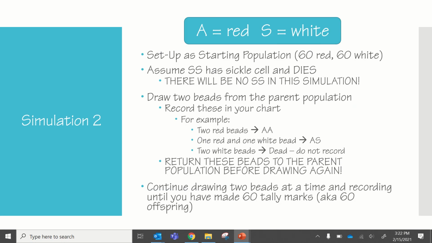Simulation 2, we're going to then set everything back up, have 60 red, 60 white. Problem is now SS has sickle cell and it will die. It does not have appropriate health care and will die. So the same thing, you take 2 red ones out, you have an AA, take 1 red, 1 white, it'll be AS. If you pull out 2 white beads, it is dead. Do not record, but you must put it back. You will still continue to do your pulls until you get to 60 individuals.